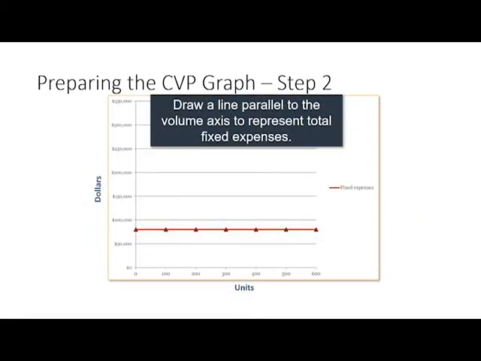Okay, then we draw a line parallel to the volume axis to represent the fixed expense. This is the fixed expense that we have in this situation, which is 80,000. So we draw that line either at 0 units sold, 100 units, 200, 300, 400, and even 600. The fixed cost remains constant. This is the constant line.